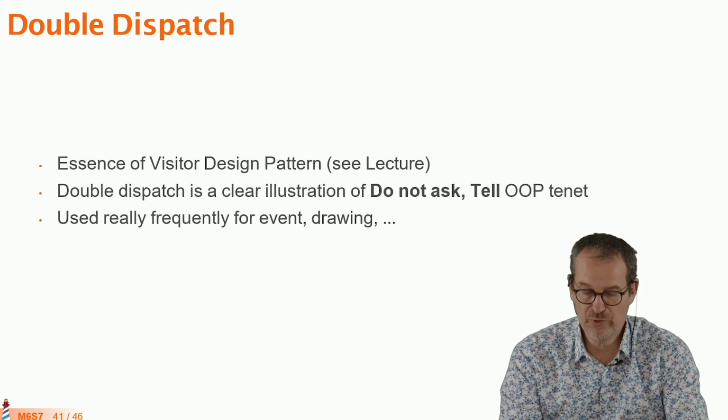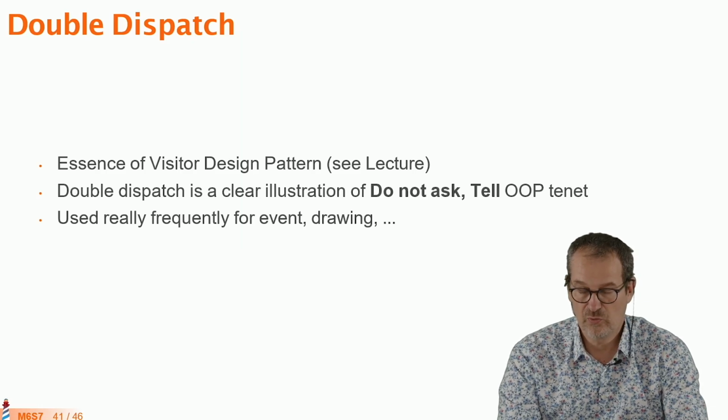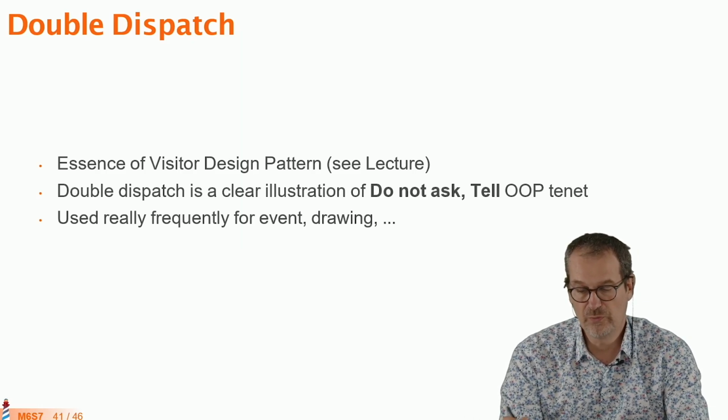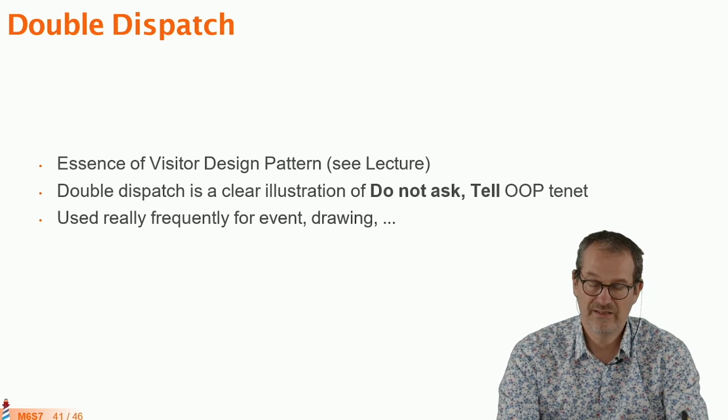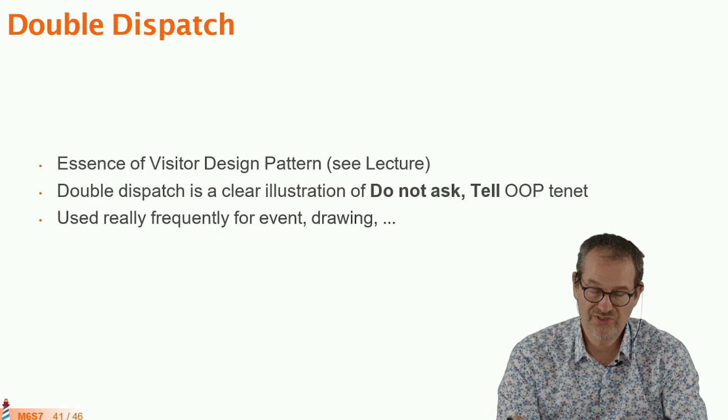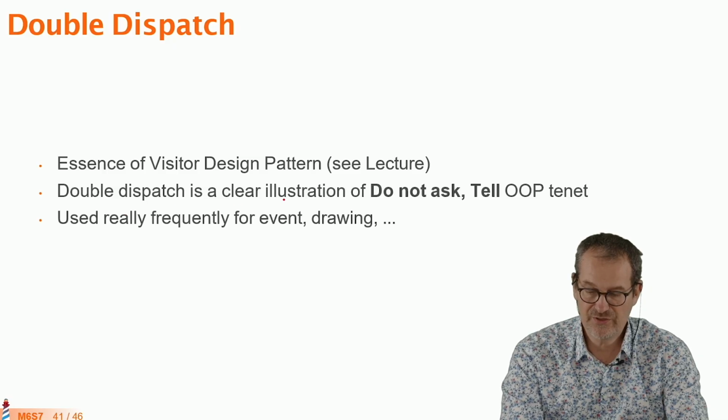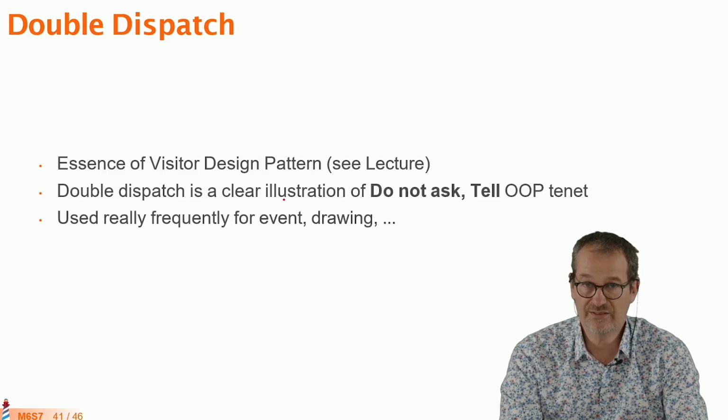What you should see is that double dispatch, this is really the essence of the visitor design pattern. And then we will really use it to do the ping pong between a composite pattern and some algorithms that will be applied on those composite structures. So again, the double dispatch, this is a clear illustration of the don't ask, tell principle. And it is often used for event handling and drawings and things like that.